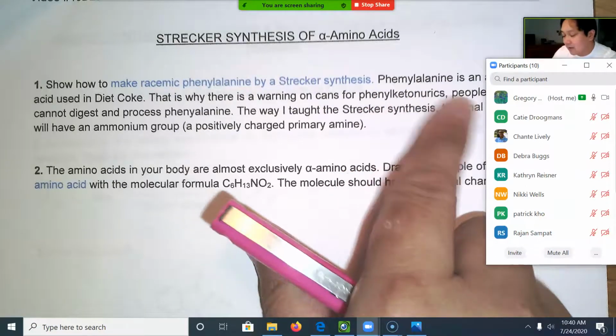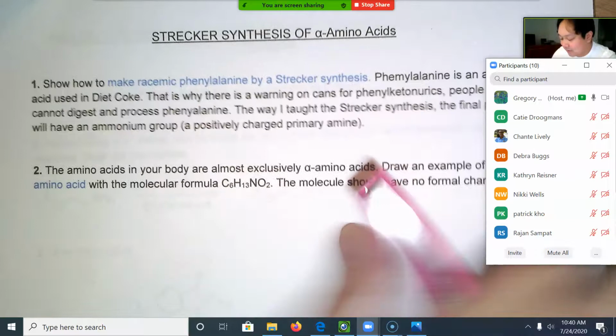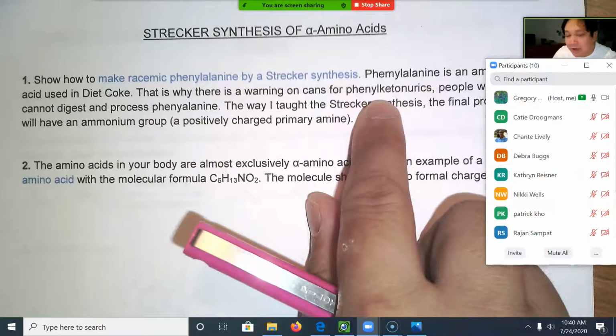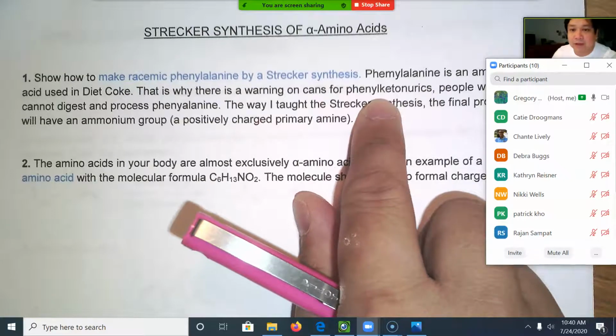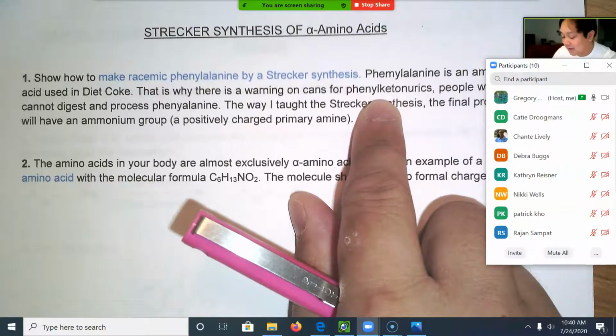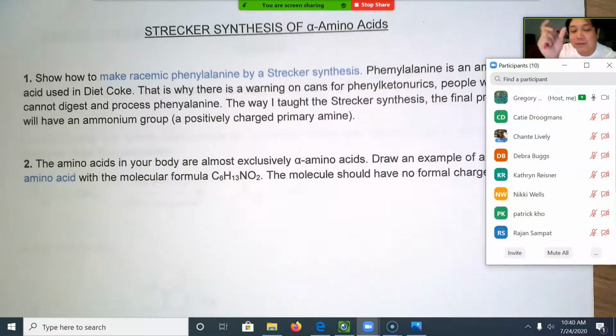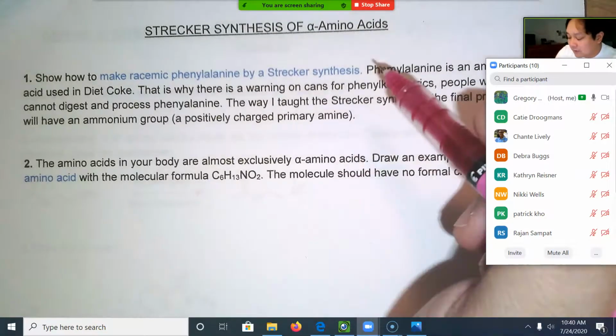Phenylalanine. Amino acid that's used in Diet Coke. Not sure why it's there. But people who are phenylketonuriacs or suffer from phenylketonuria, they have trouble processing this. And there's actually a warning if you look at your can of Diet Coke.